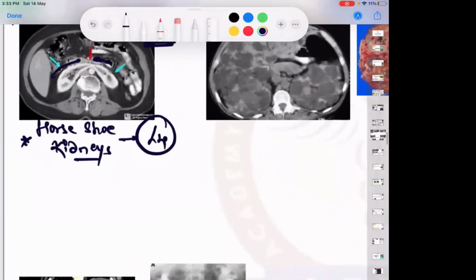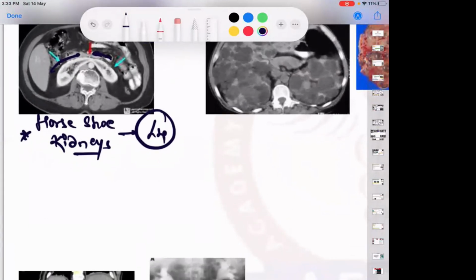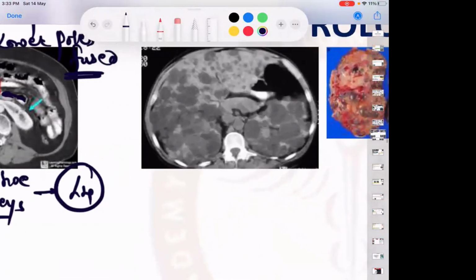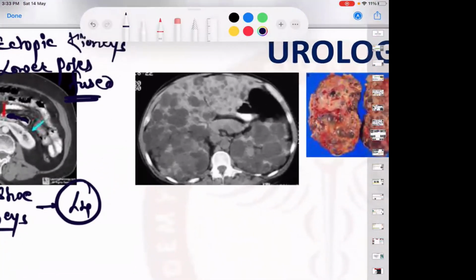You do not treat the patient unless the patient develops any symptoms. Until the patient has any problem, you do not treat or do a resection in this patient. Remember. Then what is this image? So this is definitely a CECT abdomen.